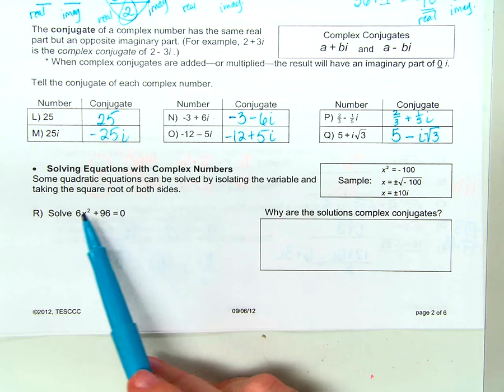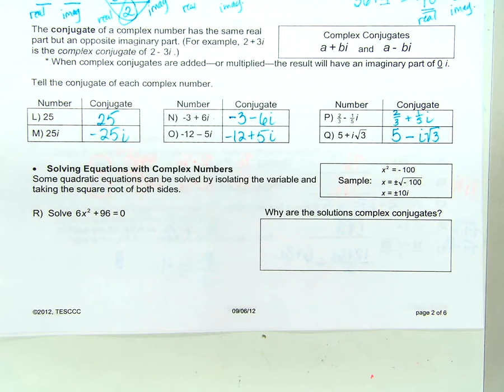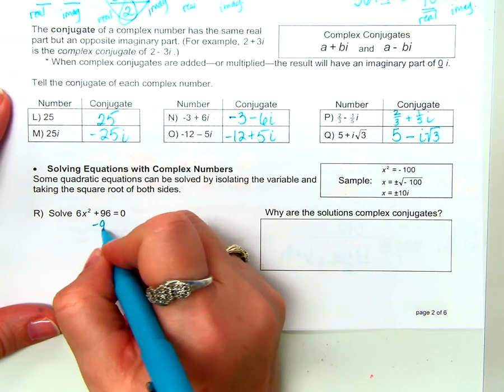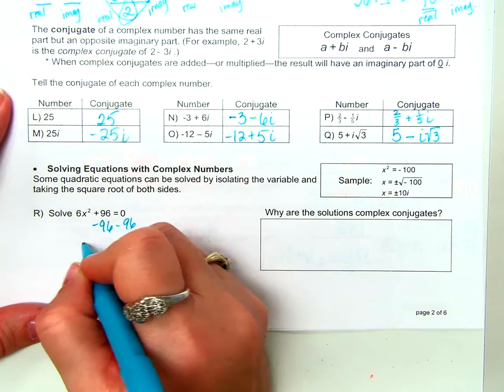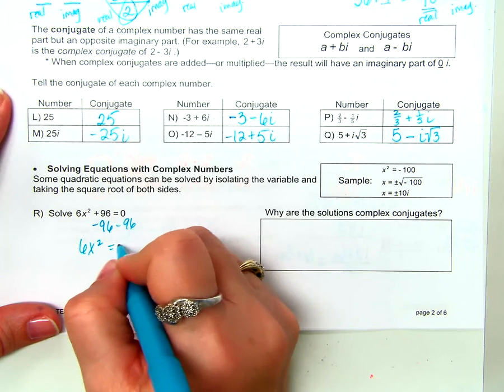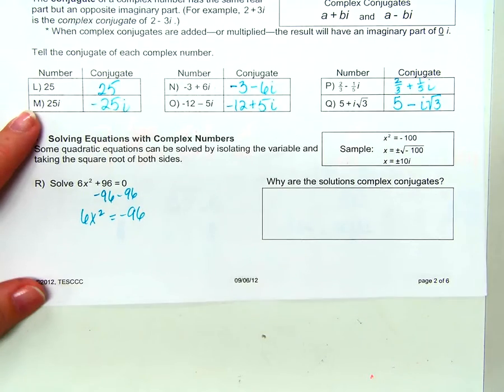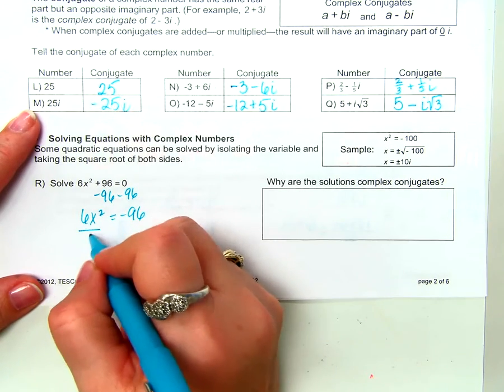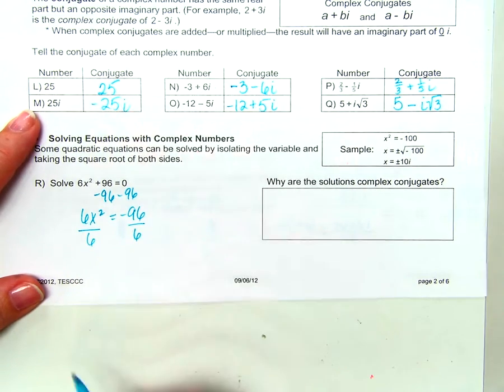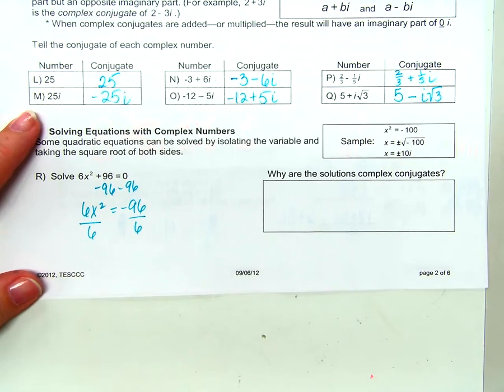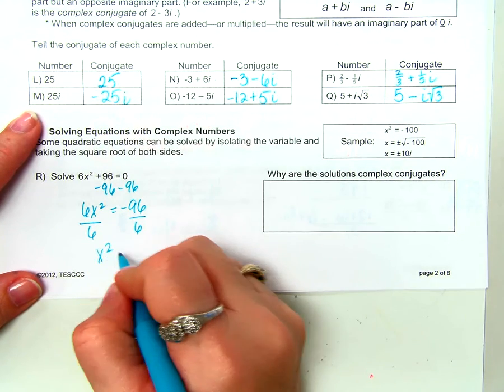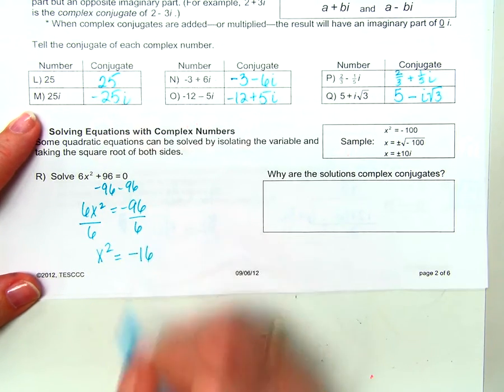So we're going to solve this exactly the way we would solve any other equation, by getting all the x's on one side and all the numbers on the other side. Fair enough? I would subtract 96 first. 6x squared equals negative 96. Divide both sides by 6. x squared equals negative 16.